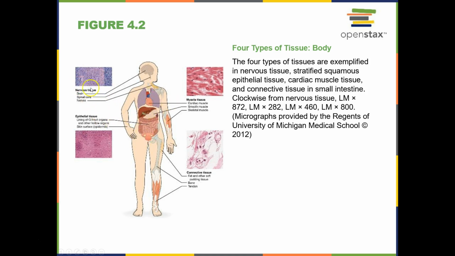And then we have nervous tissue composed of 2 major cell types: neurons, which send and receive signals, and neuroglial cells that protect the neurons and maintain the chemical environment.